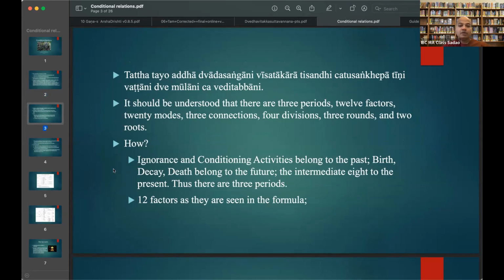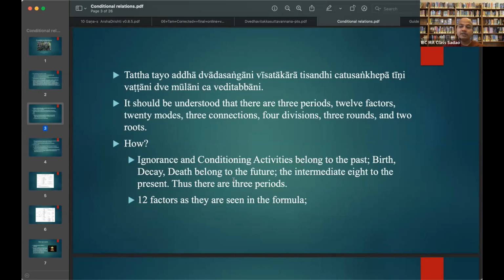How? See here in the further exposition: ignorance and conditioning activities belong to the past. Birth, decay, death belong to the future. The intermediate eight belong to the present. Thus, there are three periods. So this is how these 12 factors are divided into three: past, present, and future. So clearly, here is a discussion of these 12 factors of paticcasamuppada in relation to three lifetimes: past life, present life, future life.